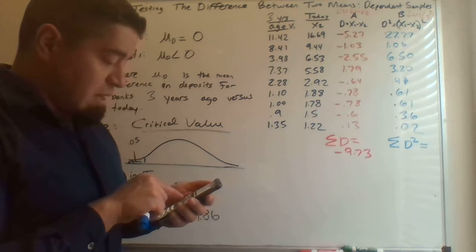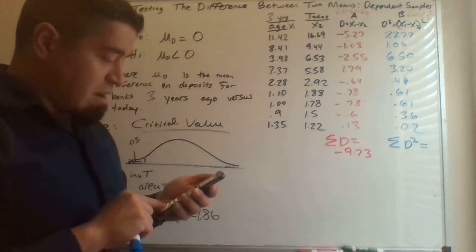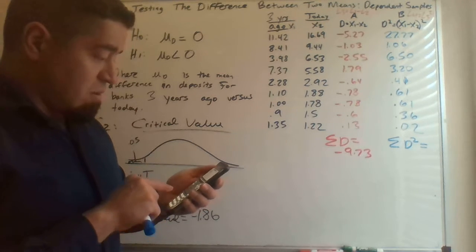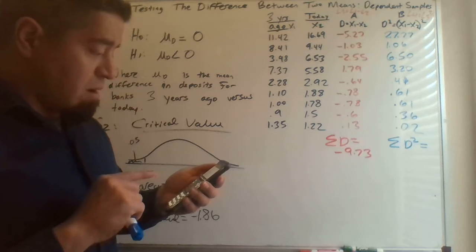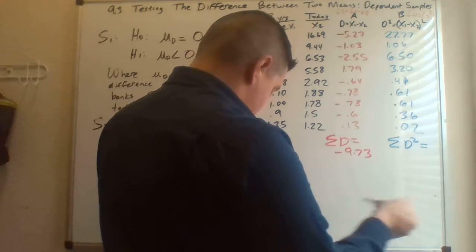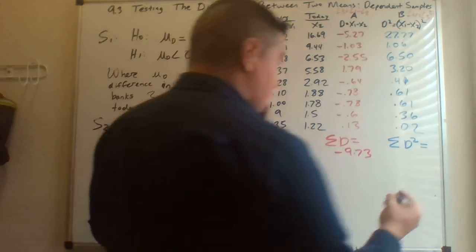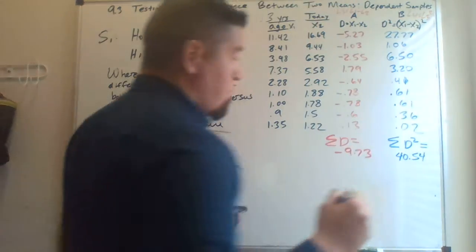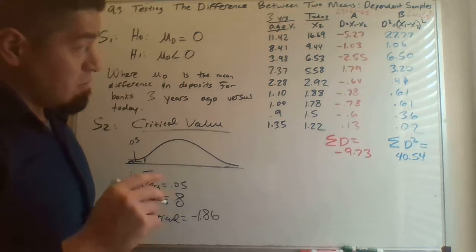You'll do a similar thing for the sum of the differences squared. So I'm going to do it again. Stat, right arrow, calculate 1-bar stats. This time I'm going to change it to list 4. Look for the summation, the sigma, and I get 40.54. We're going to use those for our formula in a second.